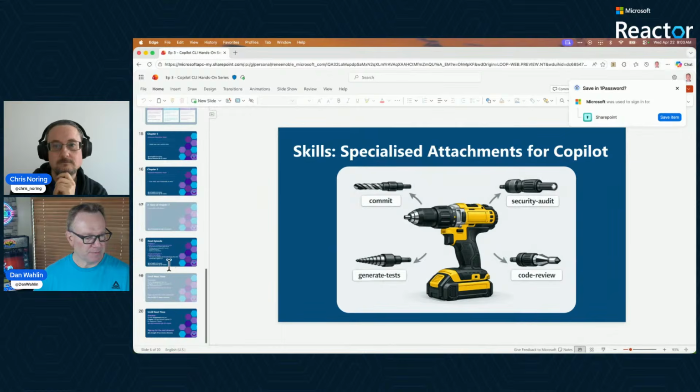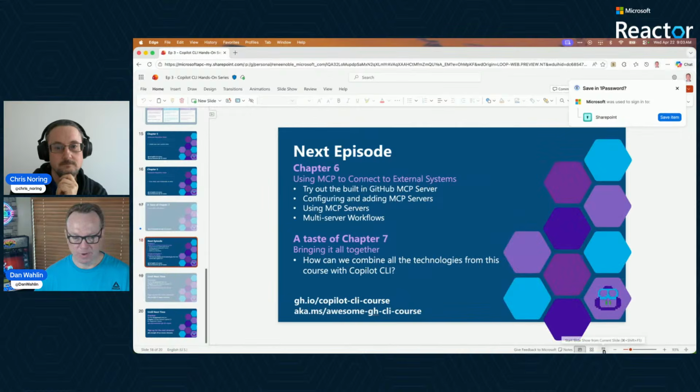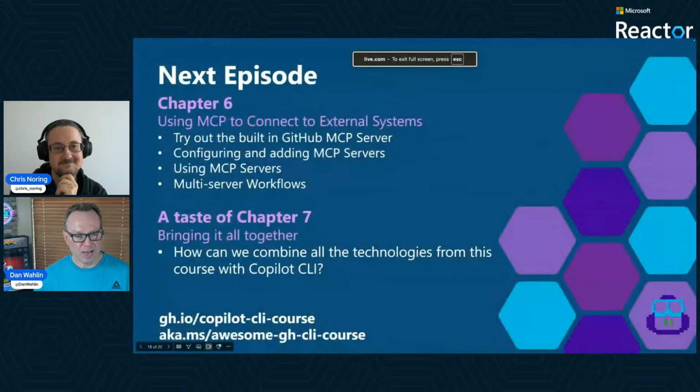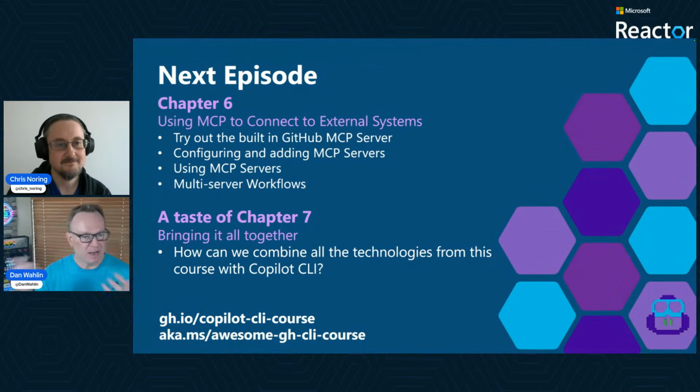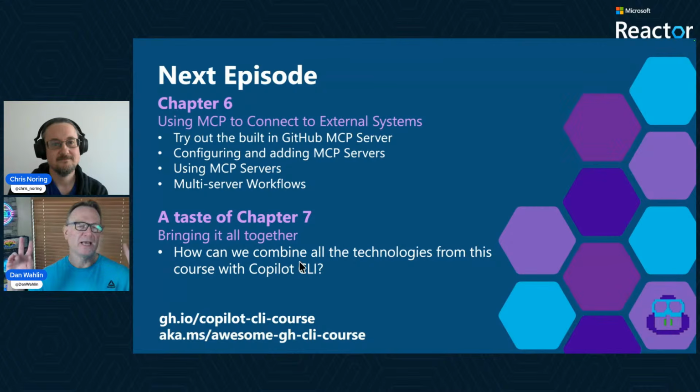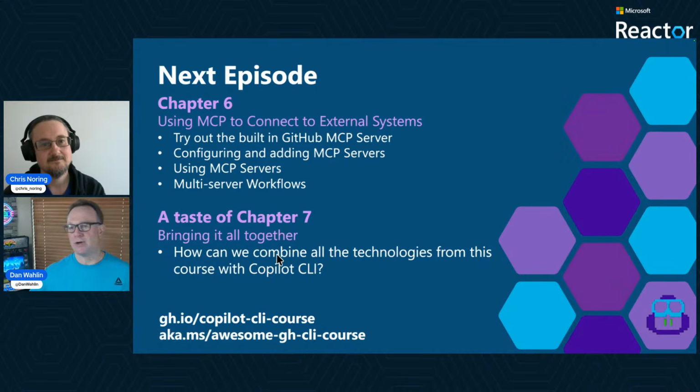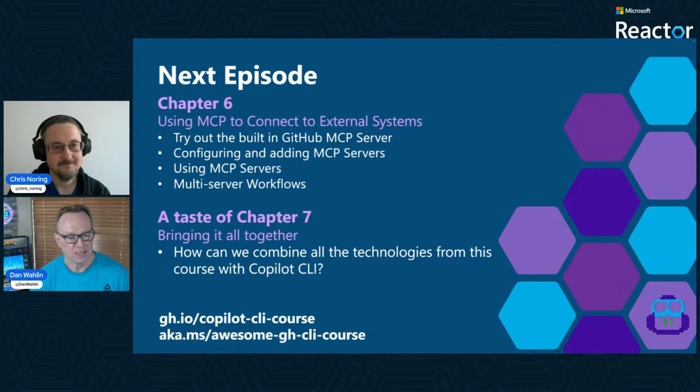I'm going to jump to here to wrap up. So as mentioned, what we're going to do tomorrow, so please join us if you have the time, is jump into MCP. And then if we have time, that's why we said a taste of Chapter 7, because I don't know if we'll have time or not, but this kind of brings all the course topics together: agents and skills and MCP and slash commands and all that fun stuff. So if we have time, we'll cover that. But the focus tomorrow is going to be on Chapter 6, MCP.